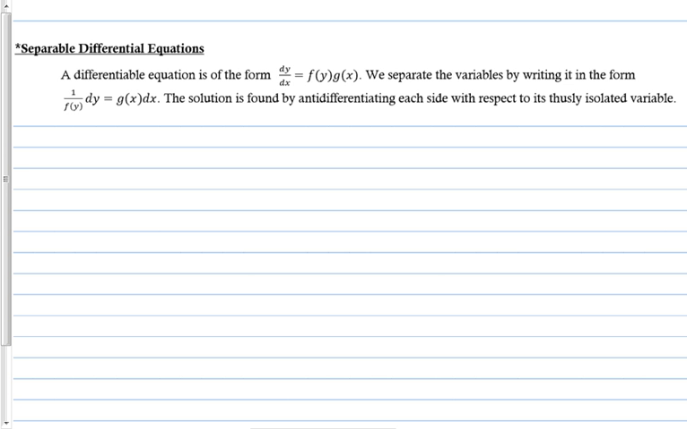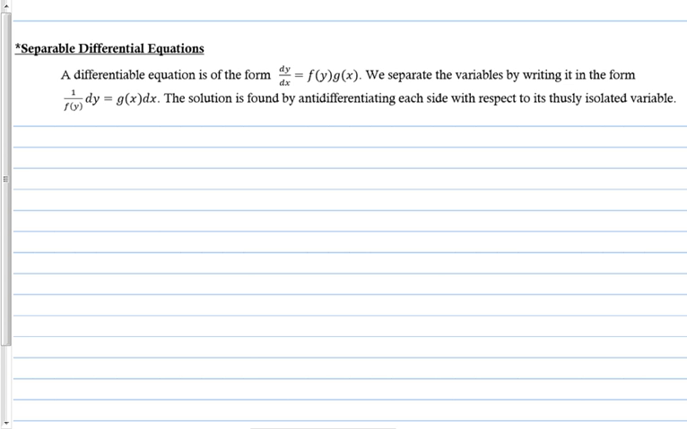Okay, so a differential equation is of the form dy/dx equals f of y times g of x. So basically, it looks like a function with y in it and a function with x in it. We always separate the variables by writing it in the form 1 over f of y dy equals g of x dx. The solution is found by anti-differentiating each side with respect to its thusly isolated variable.